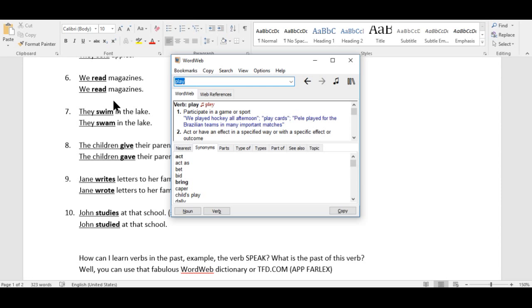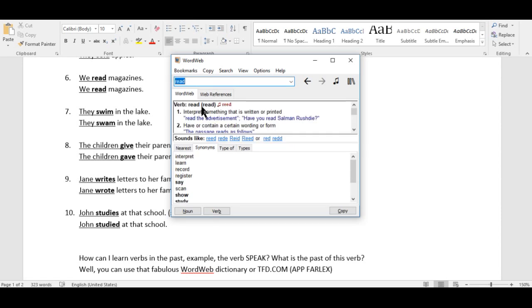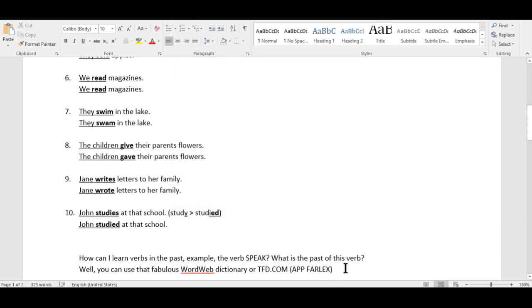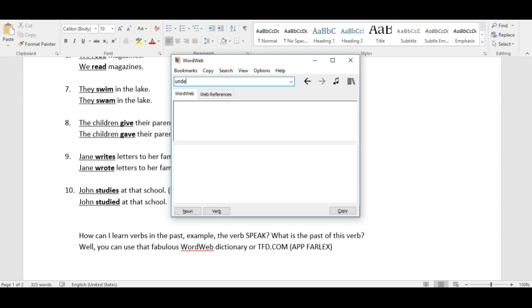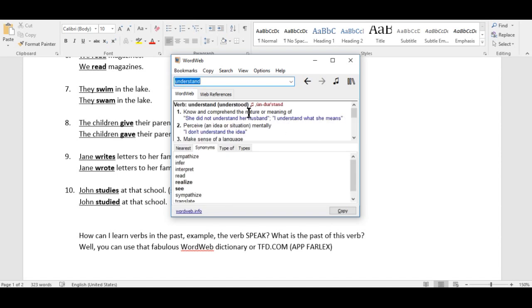Play is a regular verb, so it's not necessary to write here. If you are writing irregular verbs like read, you see, read, read. So my recommendation is when you are studying and you want to learn new verbs, you have the verb in the present and you want to learn the verb in the past, you can use this app. Did you understand? Yes, I understood. Understand, understood. Okay? Cool.